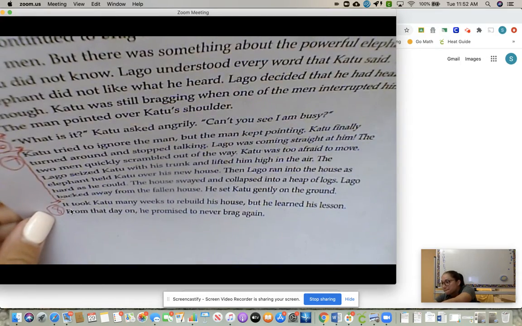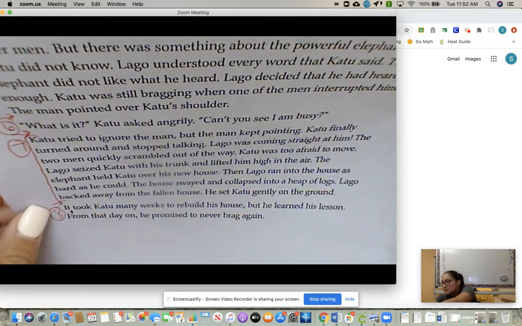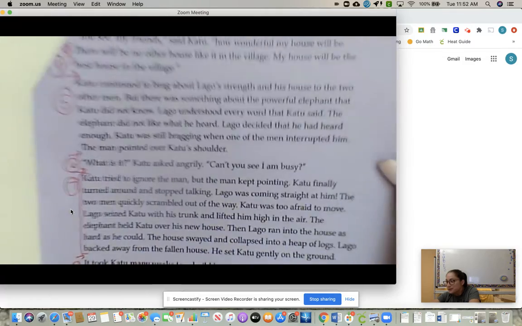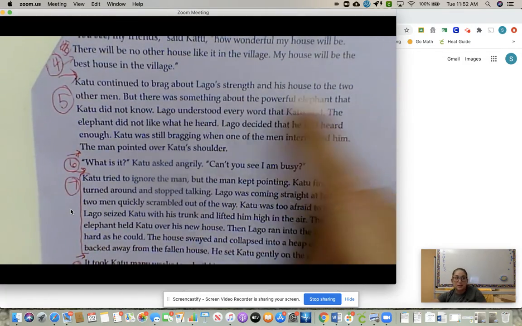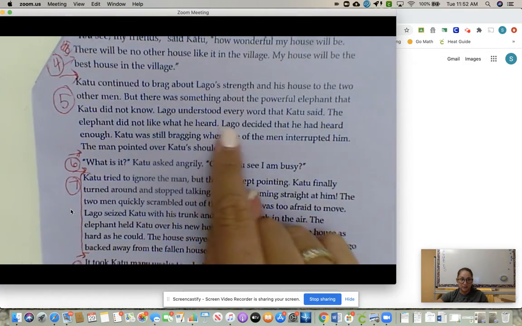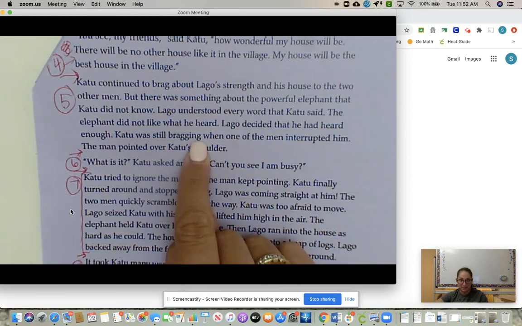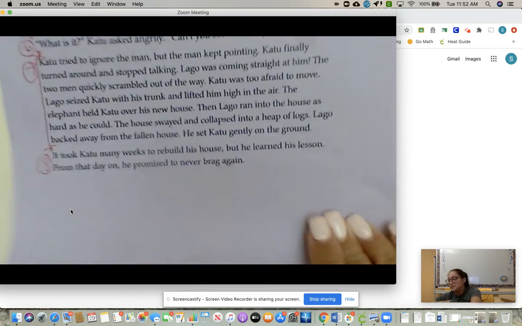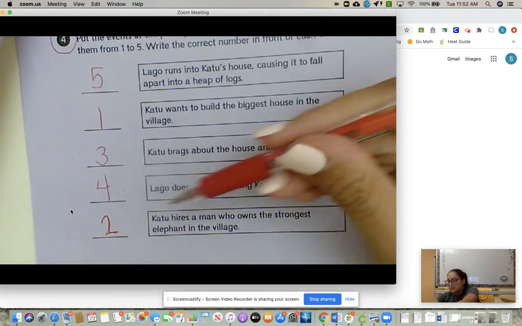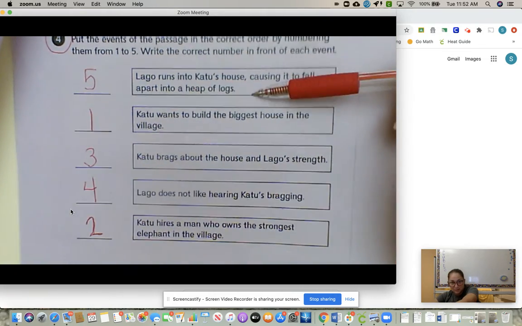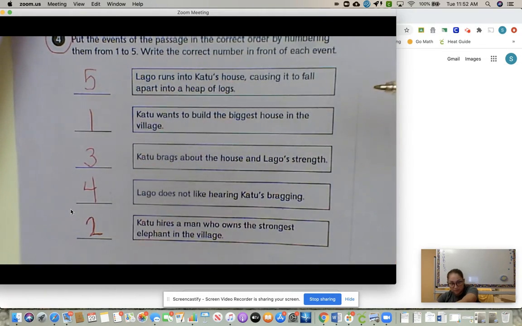So that's where it says right here, the elephant did not like what he heard. Lago decided that he had heard enough. Katu was still bragging. So we know that was upsetting Lago. So that is number 4. And then last, we know that he runs into Katu's house and it falls down.